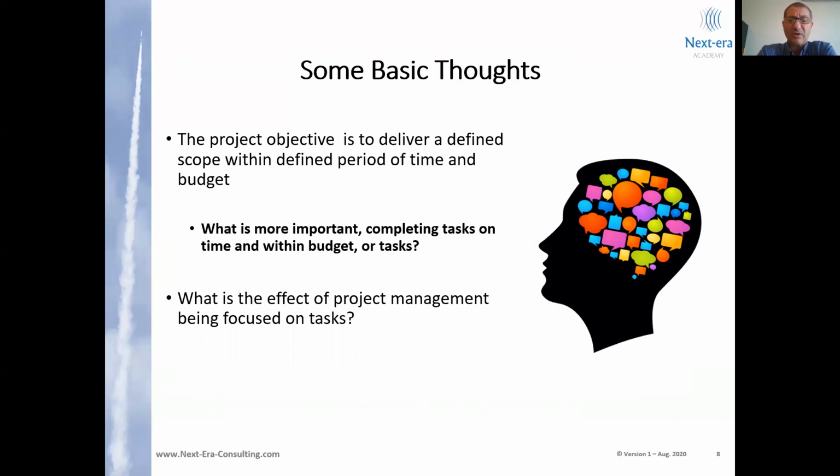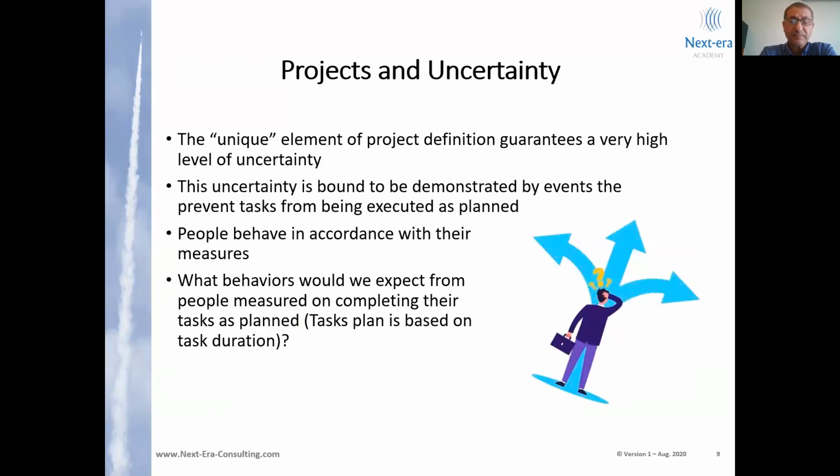And the question is, what is more important, to complete a task on time and within budget, or to complete a project on time or within budget? And what is the effect of the fact that project management is focused on tasks and not focused on the project? To understand that, we need to bring into consideration also the fact that projects are executed in a high level of uncertainty. Remember, they're temporary and unique, meaning past experience is less relevant as every time we are doing something new. So every time there will be a significant level of uncertainty.